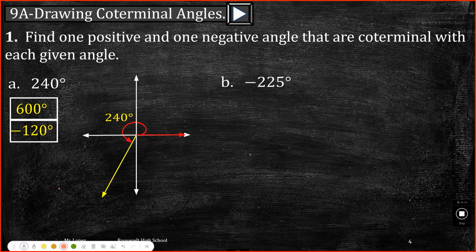Let's do another one. What would be coterminal to negative 225? So here again, negative 225 is going to be this one. If I'm going negative 90, negative 180, negative 225, that's where I'm at. We can just continue on going around, no? To get another negative one, let's continue with the negative one. Or we can do the positive one. Let's do the positive one. How much is this?